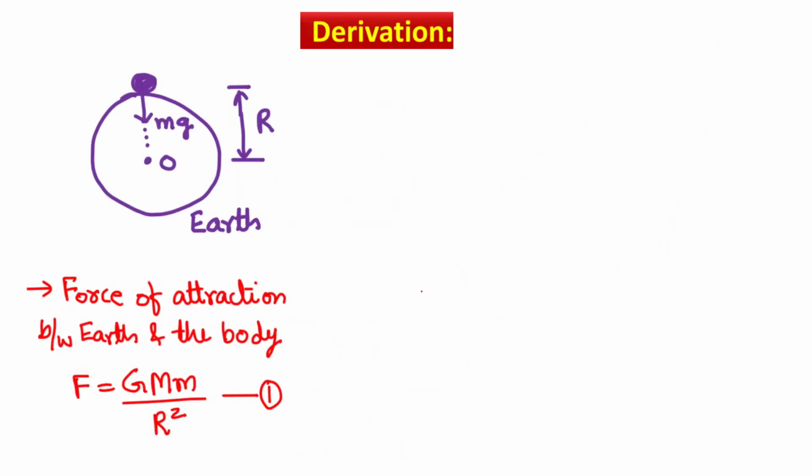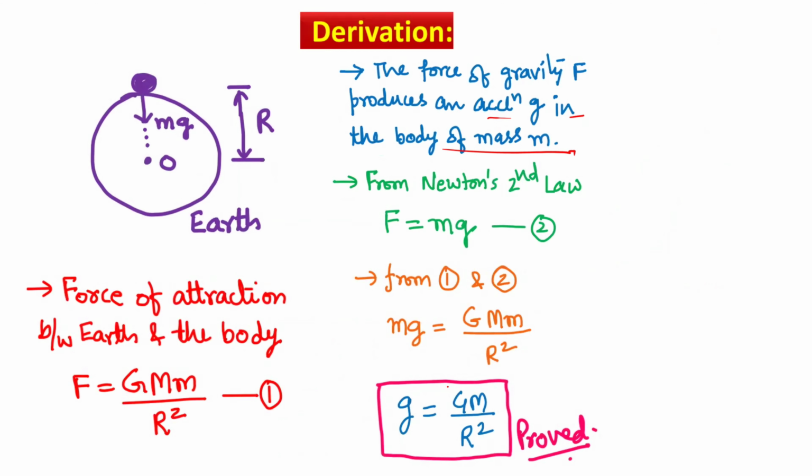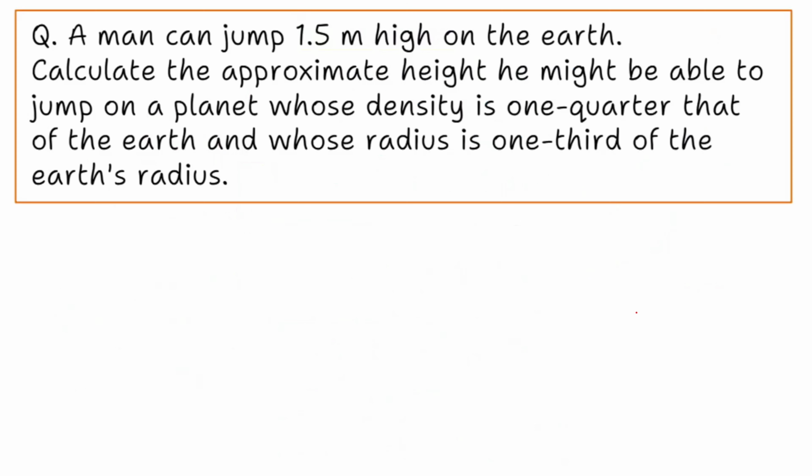Now, see the derivation. As per this diagram, the force of attraction between Earth and the body is nothing but F is equal to G M m upon R square, right? So the force of gravity F produces an acceleration g in the body of mass m. So from Newton's second law, we can say F is equal to mg. Fine. So from equation number 1 and 2, we can see this g is equal to GM upon R square. So this is how we can prove this expression.